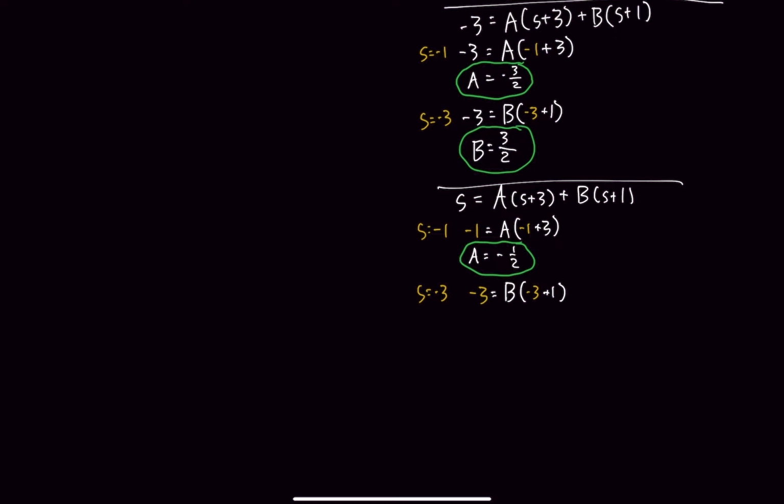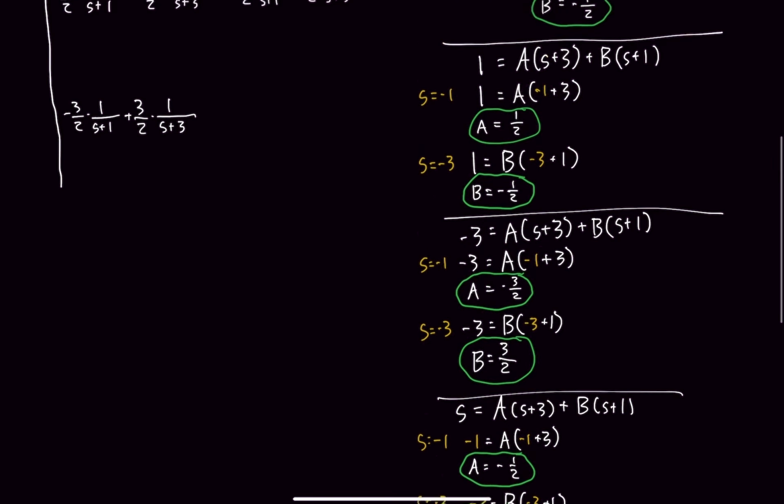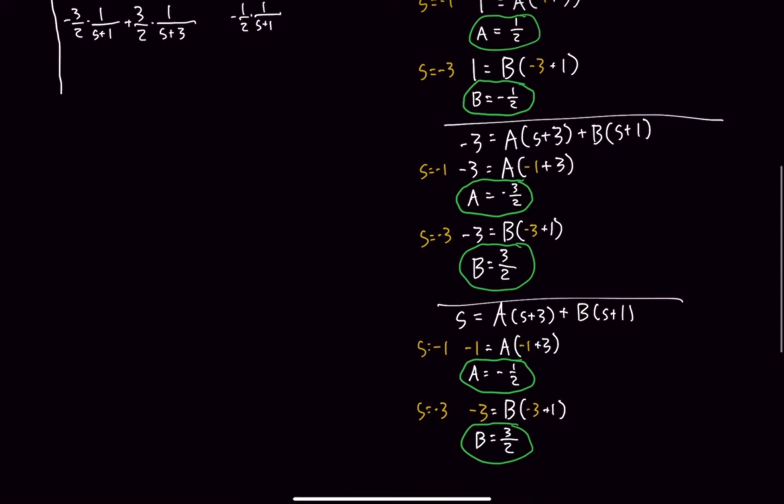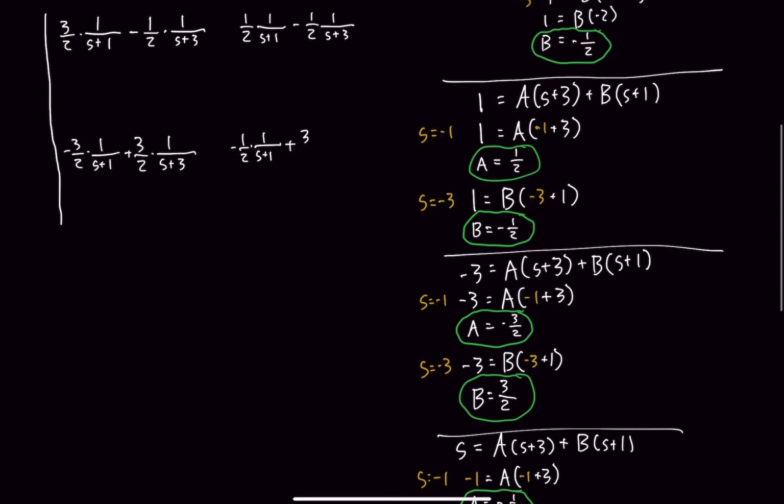Negative 3 plus 1 is negative 2, so b equals negative 3 over 2, because they're both negative. And that's our fourth b. So let's plug this into our matrix. Negative 1/2, 1 over s plus 1. And then our b was plus 3 over 2, 1 over s plus 3.